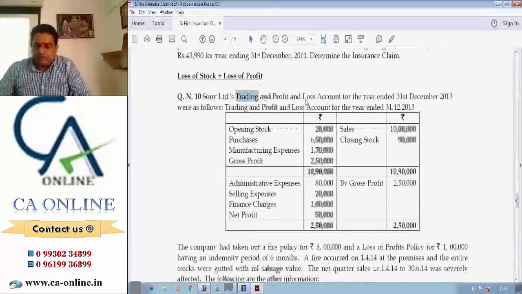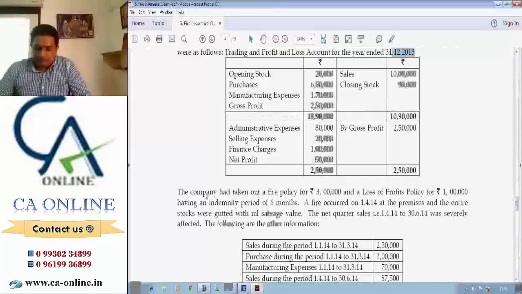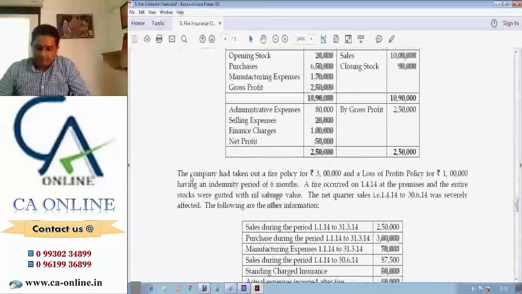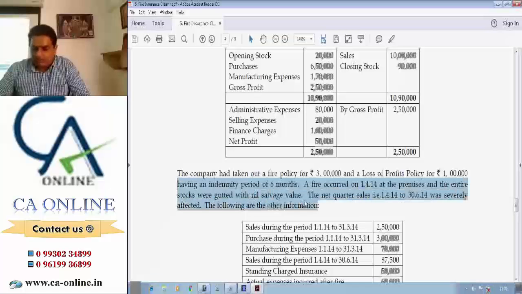Sony Limited's trading account and P&L for the year ending 31/3/13 were as follows. The company had taken out a fire policy for 3 lakhs and a loss of profit policy for 1 lakh, having an indemnity period of 6 months. A fire occurred on 1/4 at the premises and the entire stock was gutted with nil salvage value.